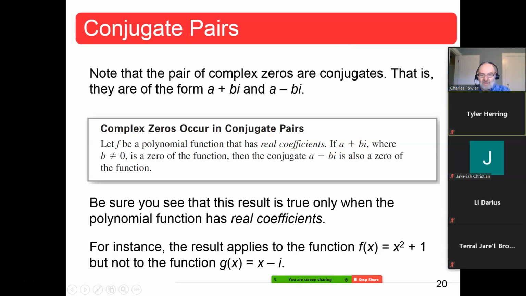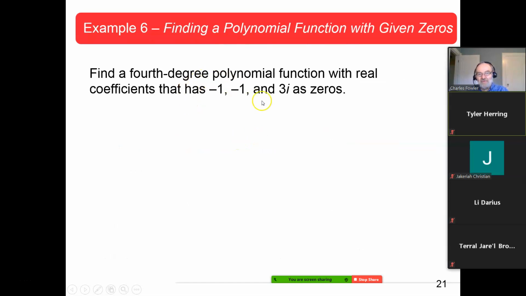They do this one. Find a fourth degree polynomial function with real coefficients that has minus 1, and 3i as zeros. Well, a fourth degree polynomial has to have 4 zeros, okay, in the complex number system. You only got 3. Well, guess what? You know the next one is going to be minus 3i, the complex conjugate of that one.